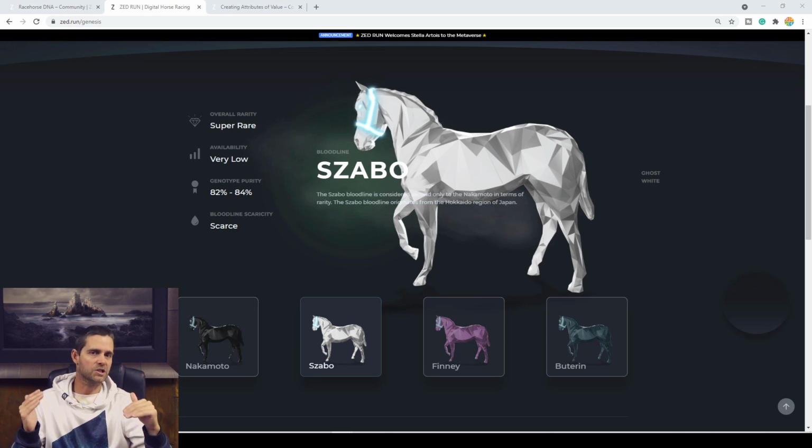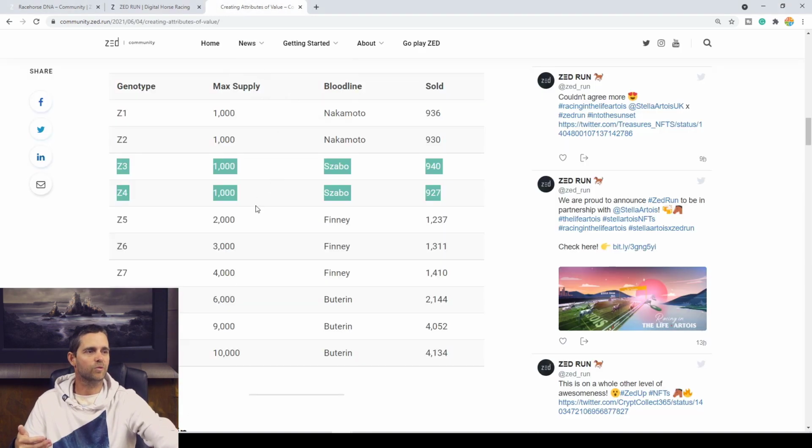Is there that much of a difference in what that Z4 can do, either on a racetrack or in a breeding sense? We'll have to find out. I'm not sure, but you need to form your own opinion. If you're going to go for a top-end horse, you need to figure out, I suppose, on some level, where you think that value is going to be. Is it going to be in purchasing a Nakamoto Z1 or Z2, or can you get really great value from purchasing, say, a Zarbo Z4, because they're just as rare, as we know.